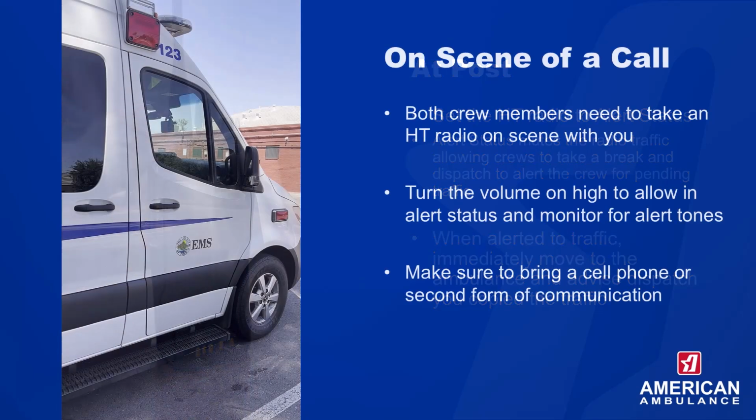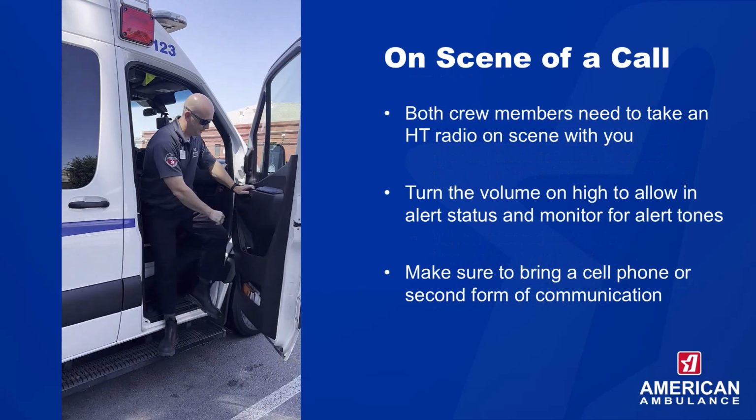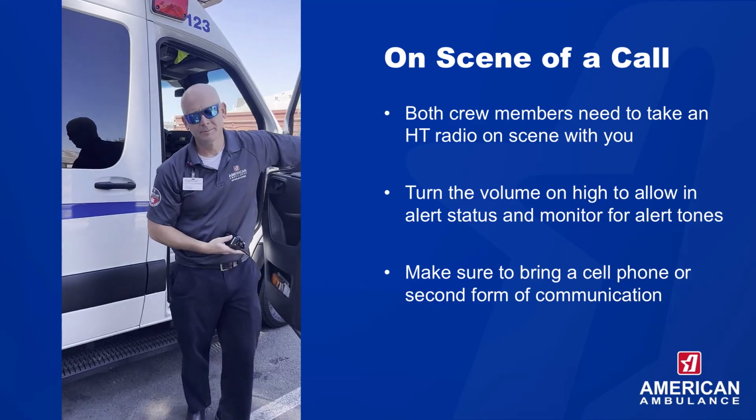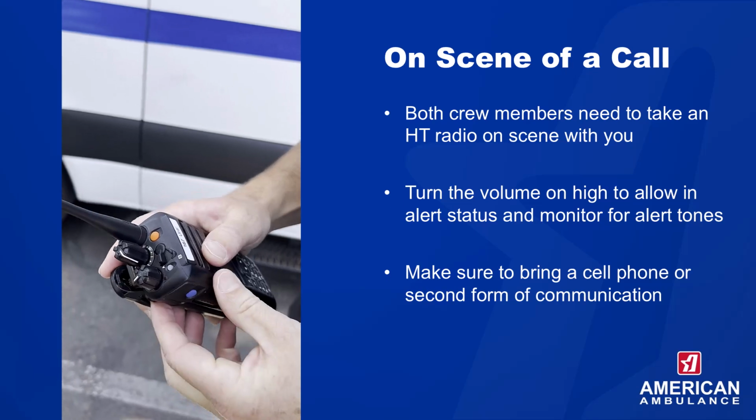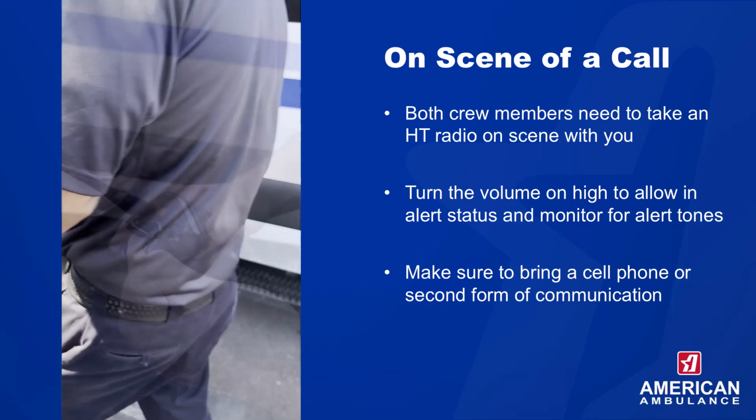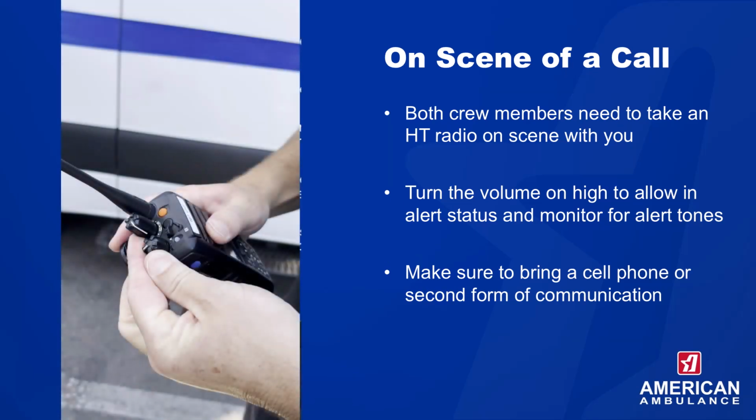Again, setting the HT to alert status allows you to take a break without having to actively monitor radio traffic. When you arrive on scene of a call, take both HTs with you. Make sure they are turned on and the volume is high enough to hear radio traffic and alert tones. Take your cell phone with you.